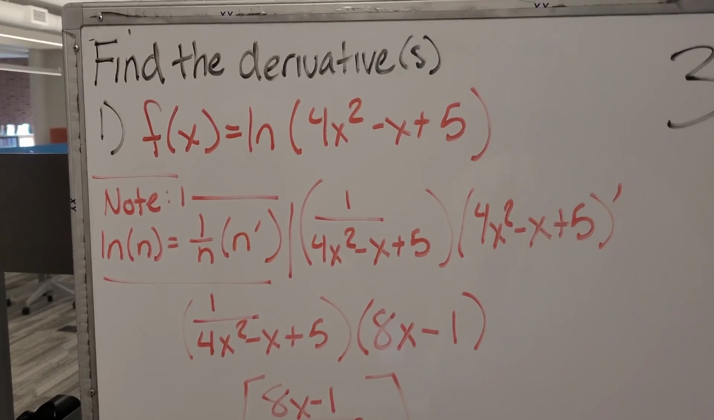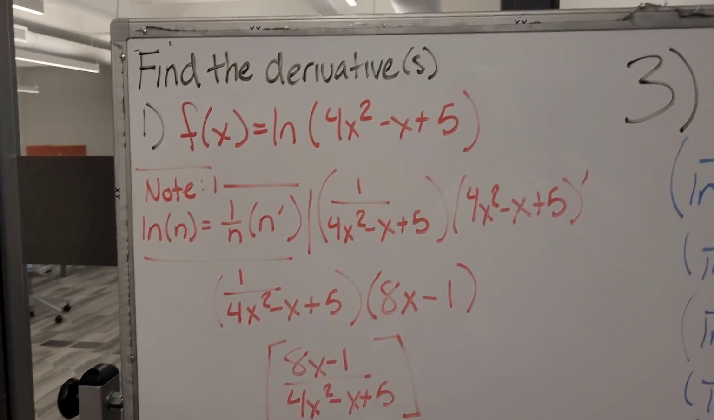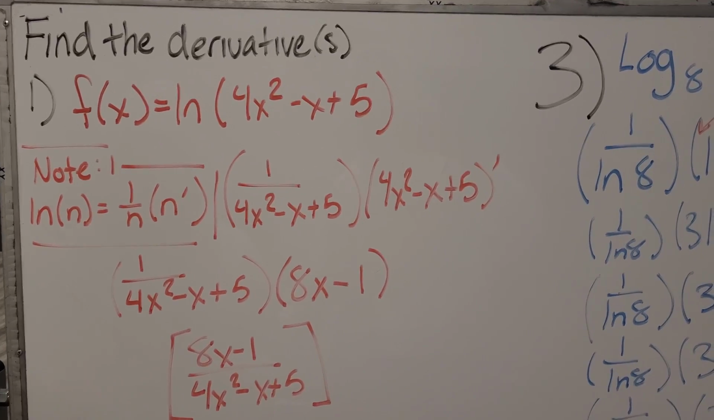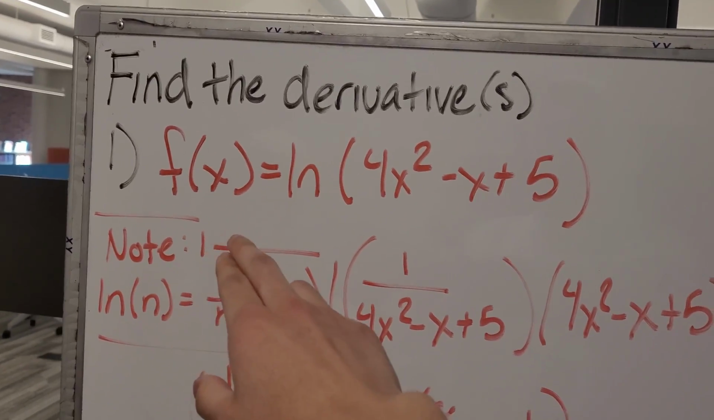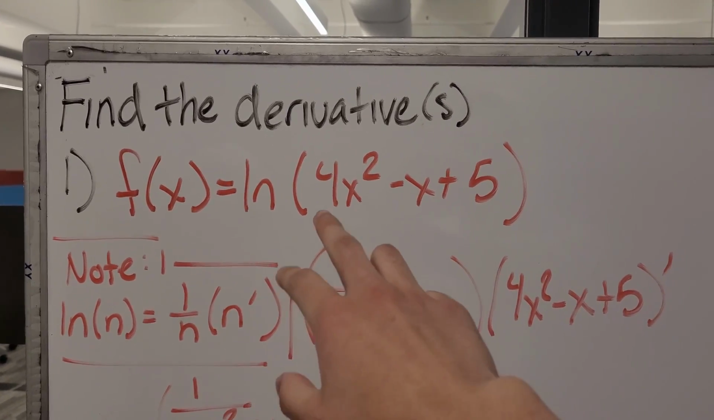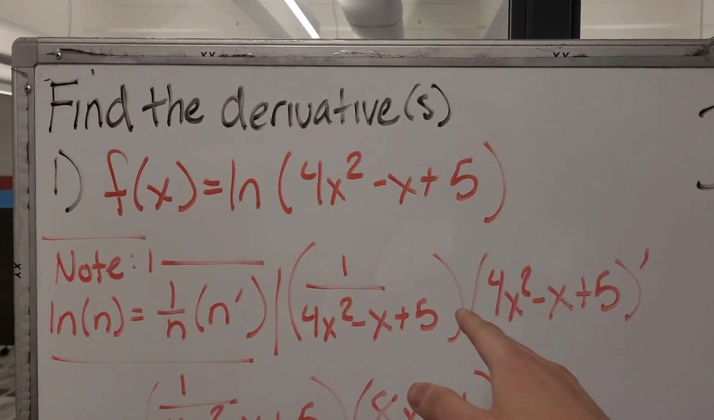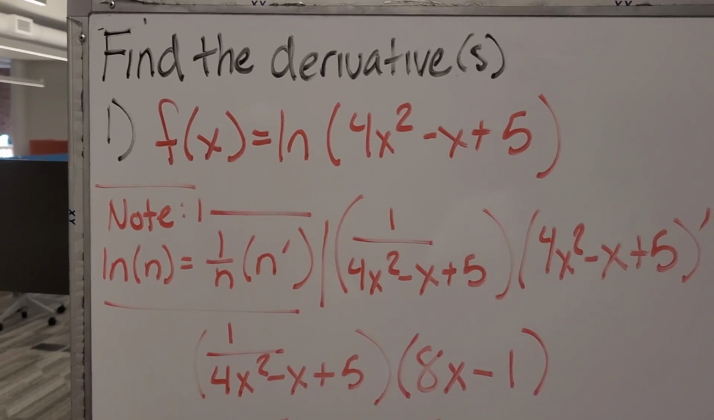So this is my friend's first time dealing with derivatives and integrals, but we're looking at derivatives here. This is the first problem. We have f of x is equal to ln of 4x squared minus x plus 5. We have this rule right here. Why don't you explain the rule?